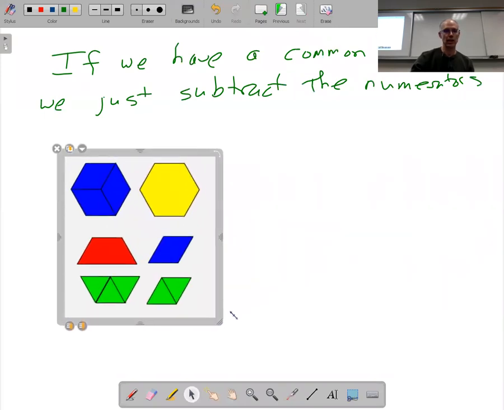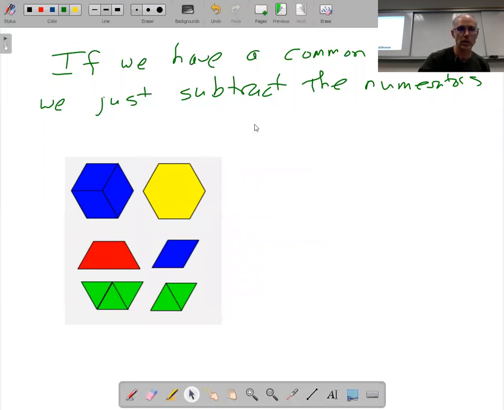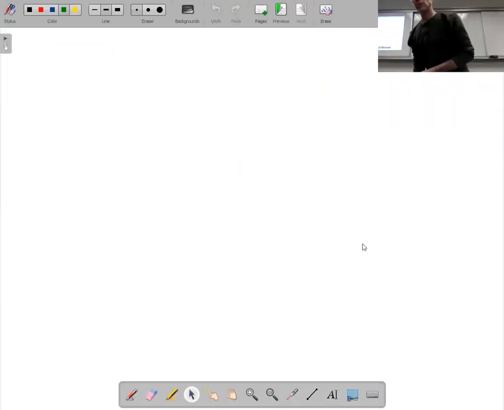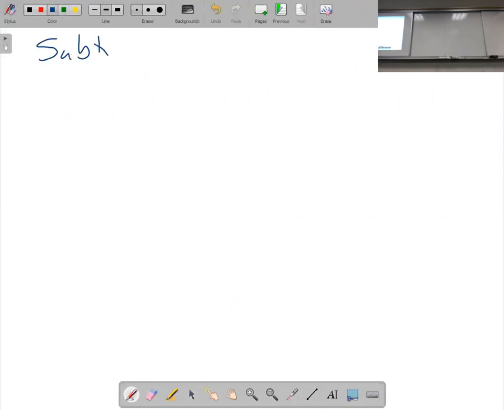Let's draw it with the cakes next. When I use the cakes, I think kind of like with the addition, I'm going to view subtraction as a comparison.